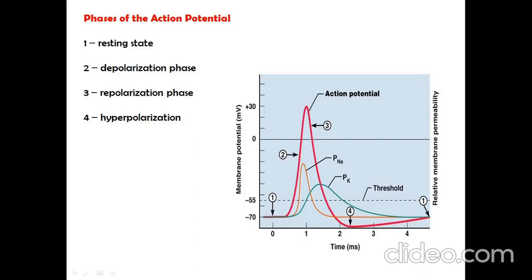Next one is the repolarization. At that point, when the potassium channel opens, the sodium channel gets closed and potassium causes the efflux. It means the cell gets negatively charged and this causes the repolarization. After the repolarization, there is the hyperpolarization. It means the cell gets fully negatively charged, below the resting state, and the cell again returns to the resting state after the hyperpolarization.